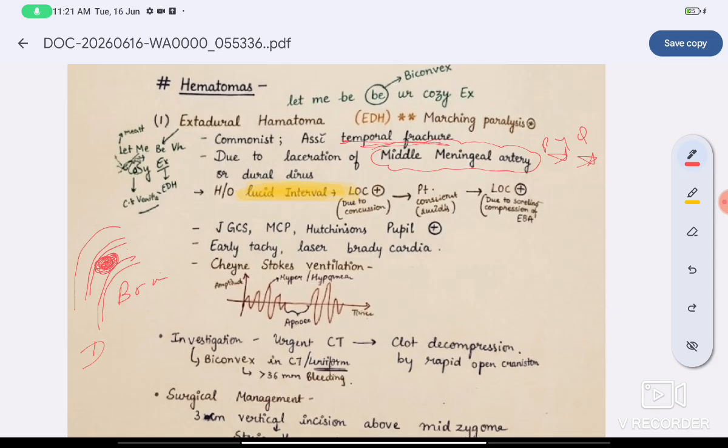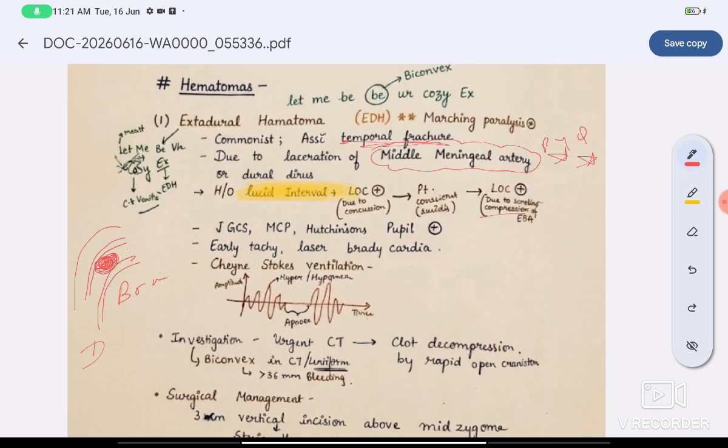In lucid interval, there is trauma due to which the patient loses consciousness. After 1 or 2 hours, sometimes the patient gains consciousness. He appears very normal. He talks to you. He may go to the washroom. And then he loses consciousness again. The secondary loss of consciousness is due to brain swelling, compression, etc.